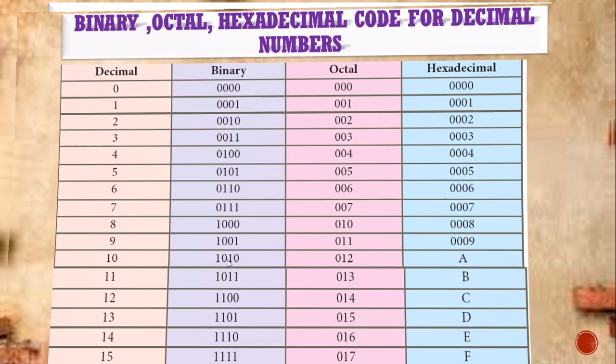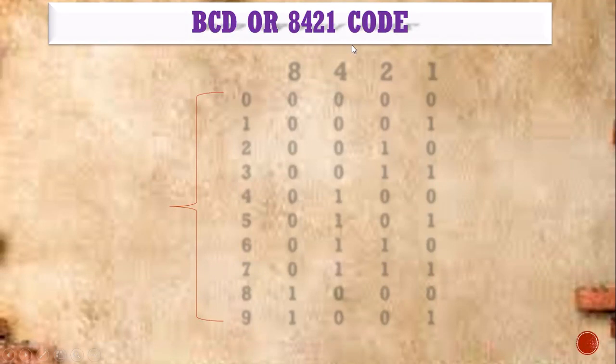Let's discuss this. BCD or 8421 code. BCD code is binary coded decimal, and 8421 is also called a weighted code. This is a code which is used to convert decimal numbers into 4-bit binary values. To convert a decimal value into a 4-bit binary value easily, this 8421 code is used. Basically we have 3 types of codes, and 8421 is the most commonly used code. With the help of this 8421 code, you can easily write the binary value for a decimal number.